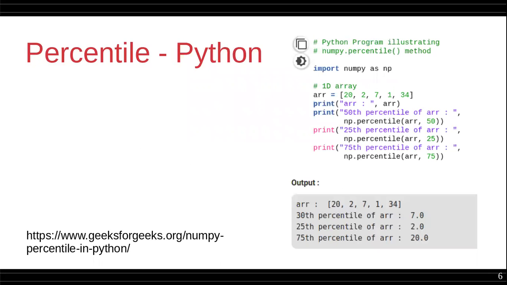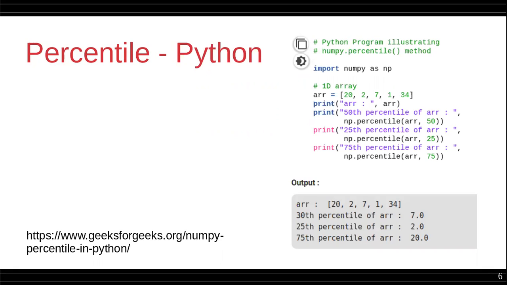When you come to Python, we have the library called NumPy. In NumPy, we have the percentile function. Here you send the total list of marks or data, and then you ask for a percentile, so you send the percentile value.